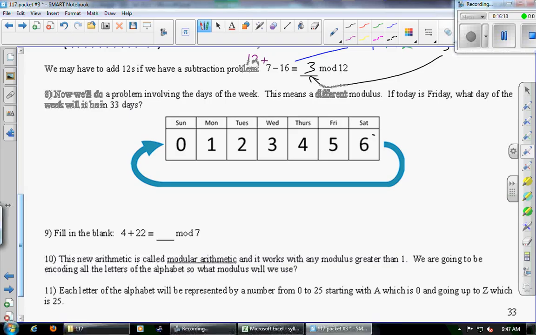Totally. Yeah. If you don't want the negative at all, just recognize, all right, it's going to be a negative. I'm going to add 12. 12 and 7 is 19. 19 subtract 16. The same 3 that we got. Good. Melissa.